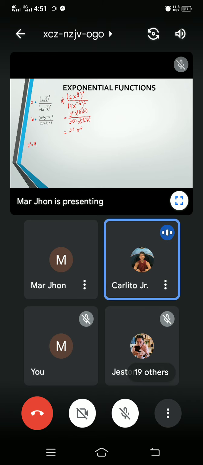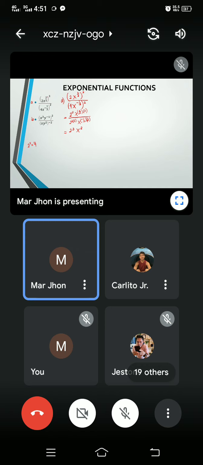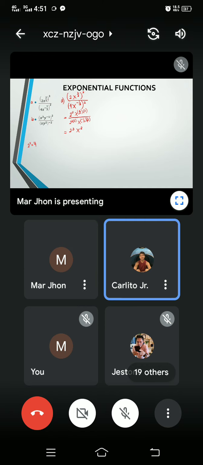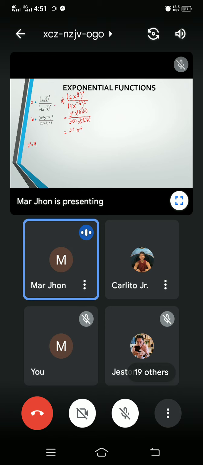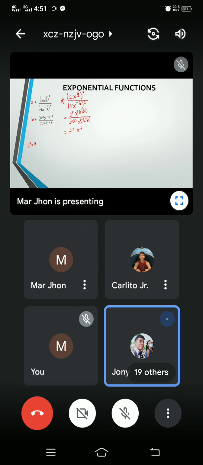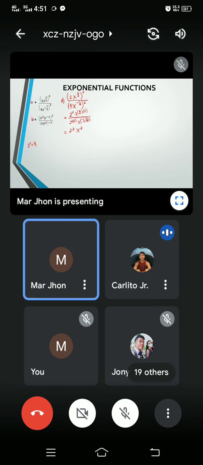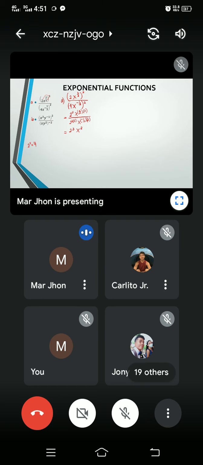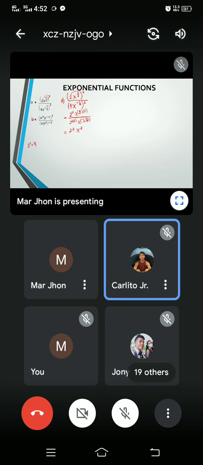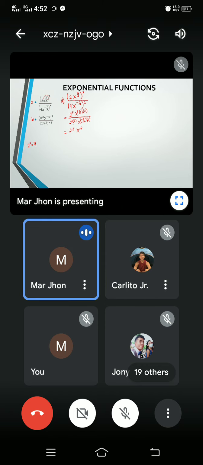Cancel 3. Sir, 2/3 gani, sir? Given. I-distribute lang. So i-multiply nimo ang exponent lang. May 3 sa babaw, i-distribute nimo sa tanan. Okay siya? Okay, sir. So kani, i-distribute gyapon sa tanan.